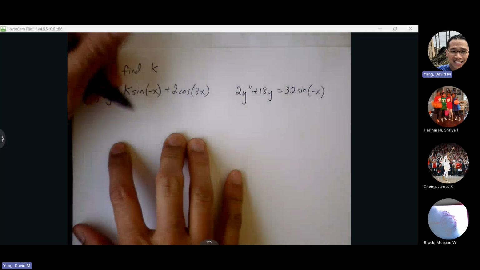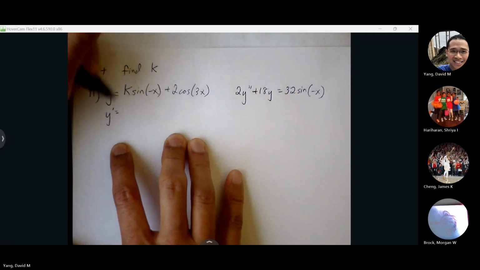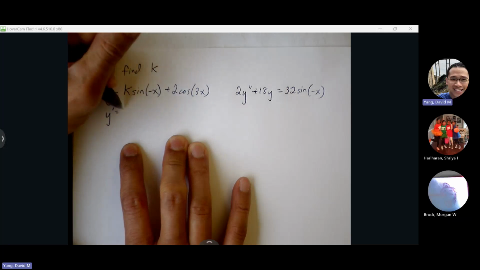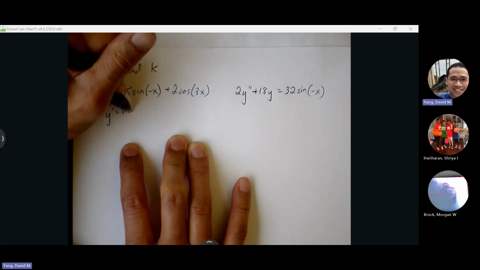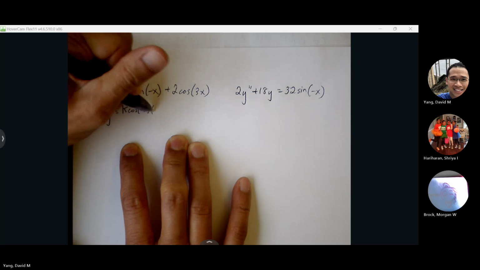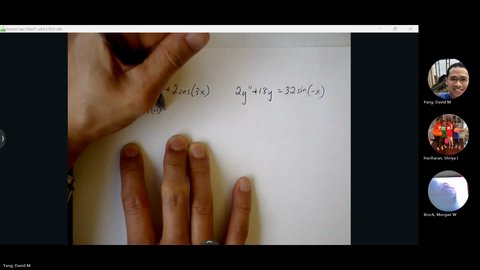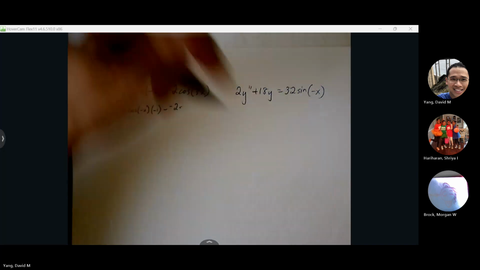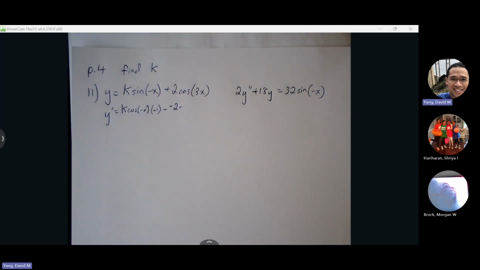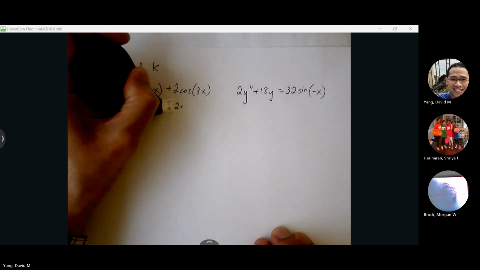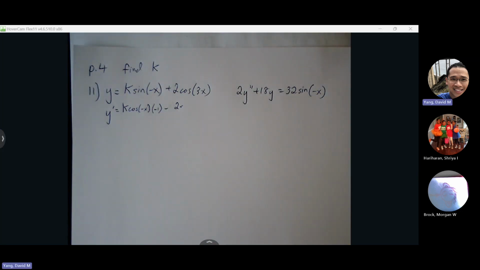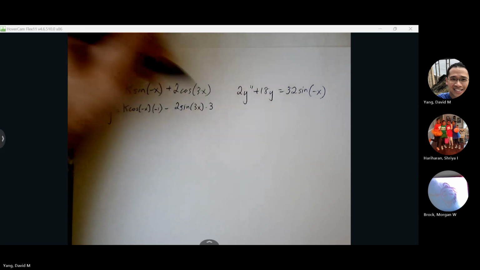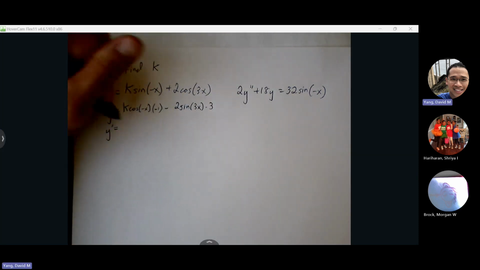Okay, so let's make our way down to y double prime. A is just a coefficient. Sine of u becomes cosine of u times u prime. Cosine of u becomes negative sine of u times u prime. Clean up y prime, and then we move on to y double prime.